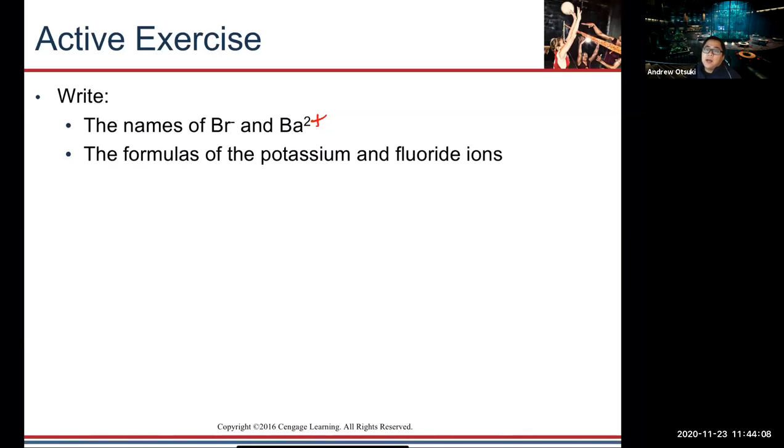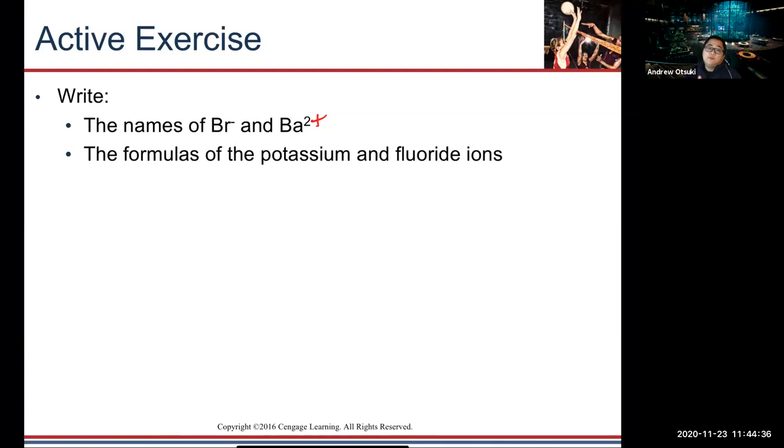So let's talk about the names of Br minus and Ba2 plus. Br is for bromine. Remember, it's an anion. For anions, we write the element name, drop the ine, add ide. So the name of Br minus is bromide ion. Barium is a cation, so we just write the name followed by ion after it. So here is barium ion.